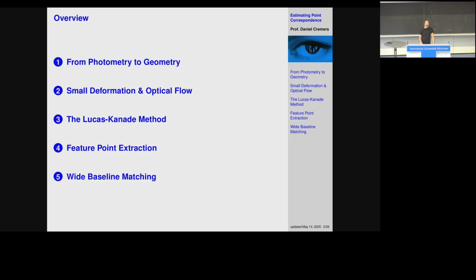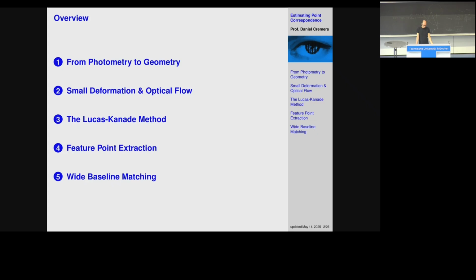And so there'll be, again, several parts in this chapter. And the key challenge is what the camera observes is really colors, is brightness values. But what you want is you want to somehow identify points and their correspondence. And so you want to move from photometry to geometry.